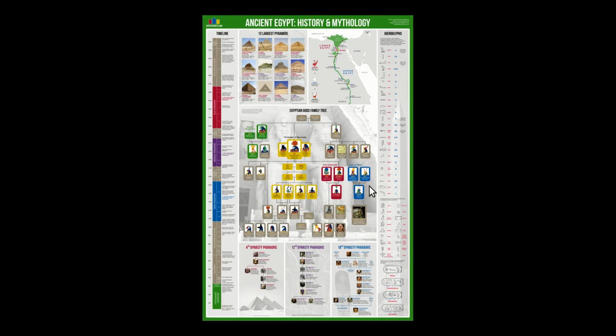So this chart also covers some of the Middle Kingdom pharaohs, also covers the Egyptian gods family tree and some information about hieroglyphs as well.